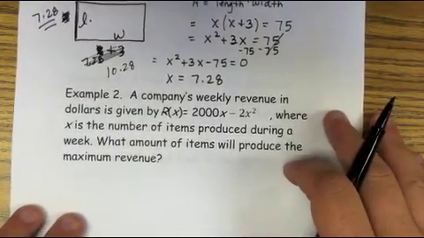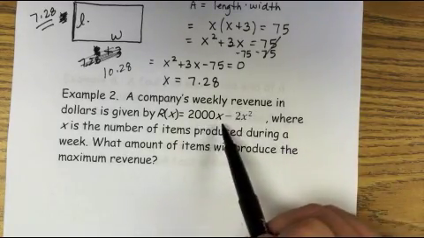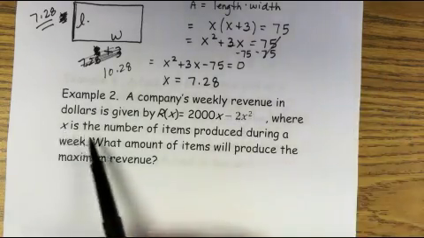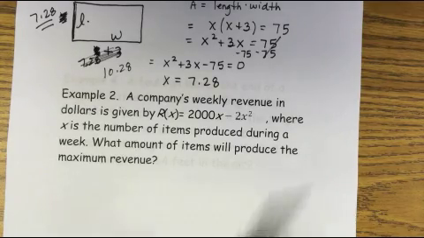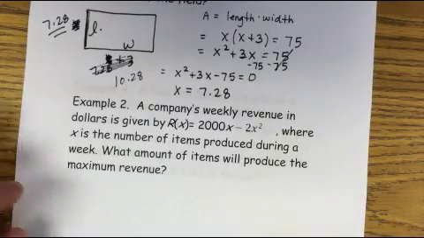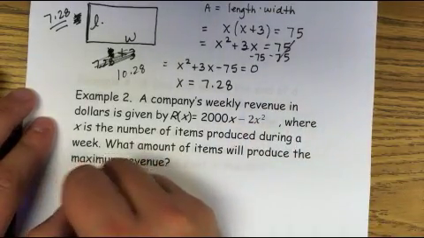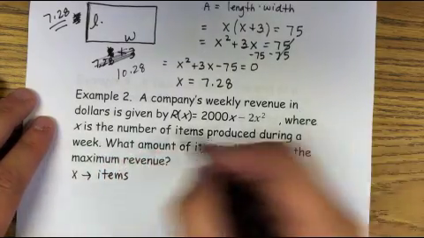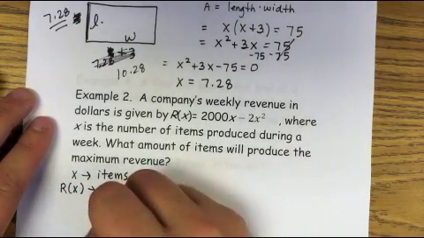A company's weekly revenue in dollars is given by the formula R of x is equal to 2,000x minus 2x squared, where x is the number of items produced during a week. What amount of items will produce the maximum revenue? Okay, so a couple things here. I want to define what these letters are. So I know that x is standing for items, correct? And then R of x is standing for the revenue, the money.